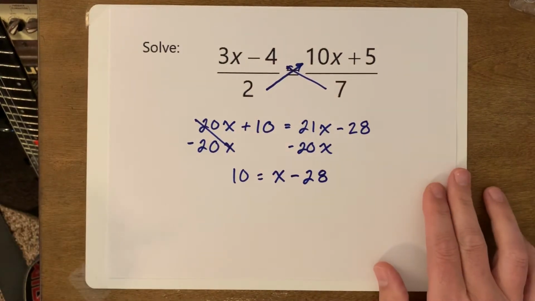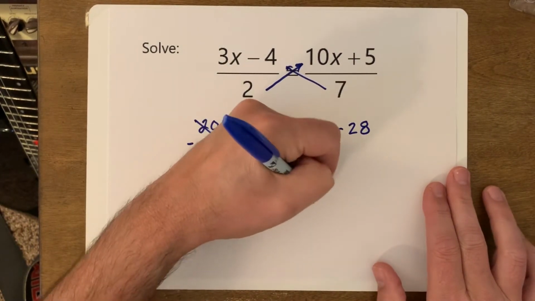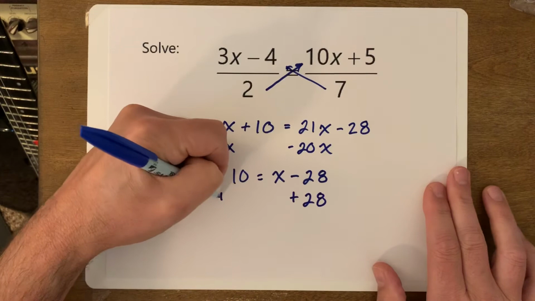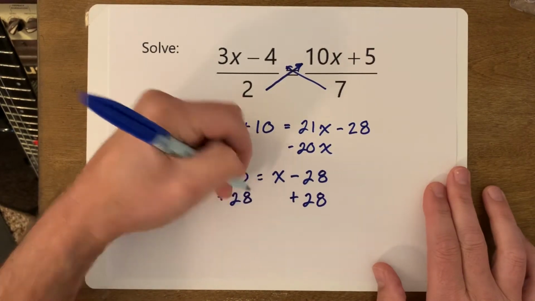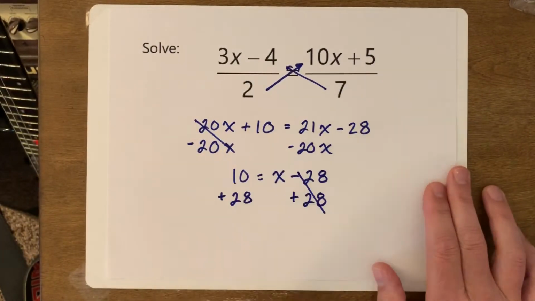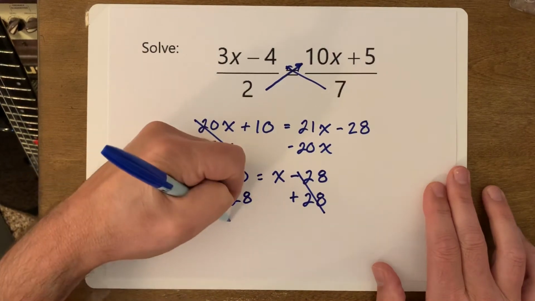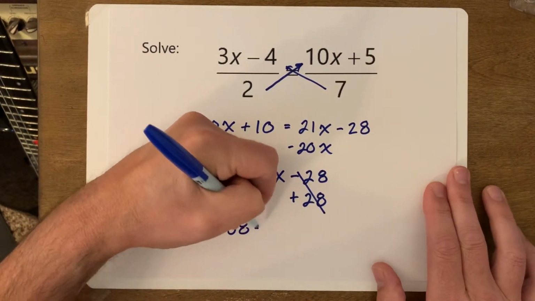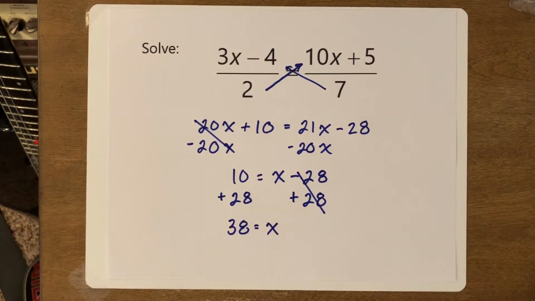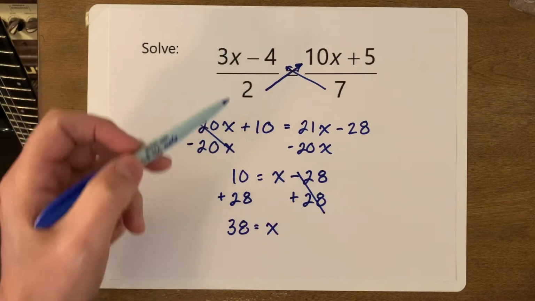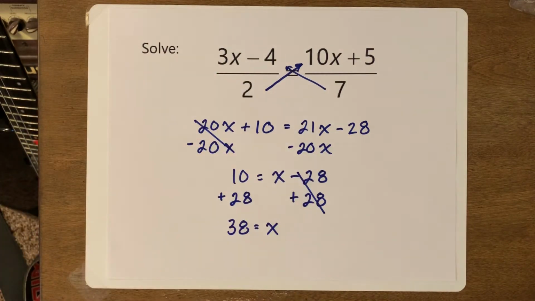Okay, so all I have to do now is just add 28 to both sides, because the whole goal here when you're solving these linear equations is to get x by itself. And so now these guys cancel. 10 plus 28 is 38 is equal to x, and then there you go. Now when you plug that 38 back in, you're going to get some big numbers, but when you do plug it back in, the left side and the right side should be equal also. So no worries there, and you can use a calculator if you need to.